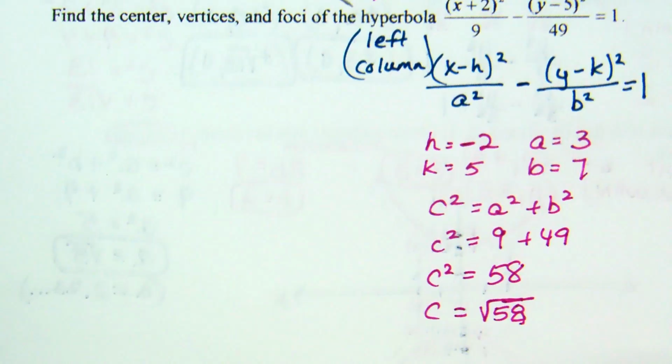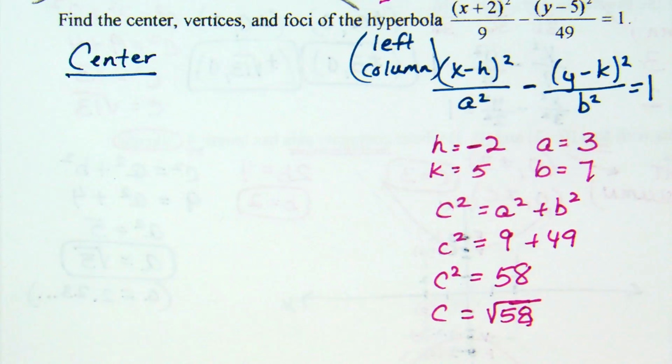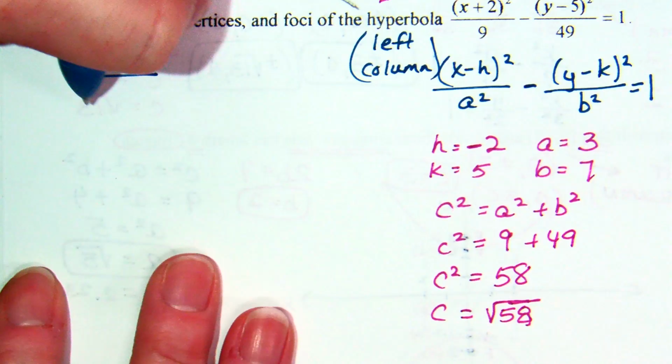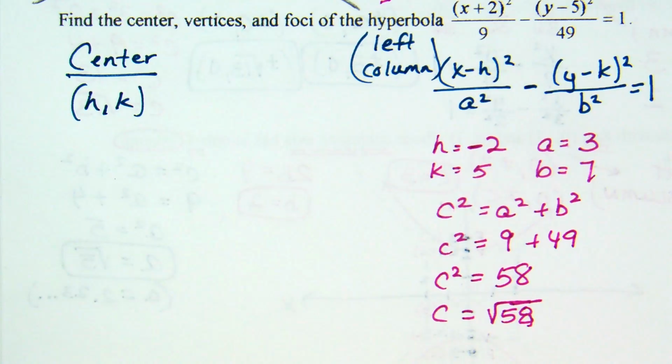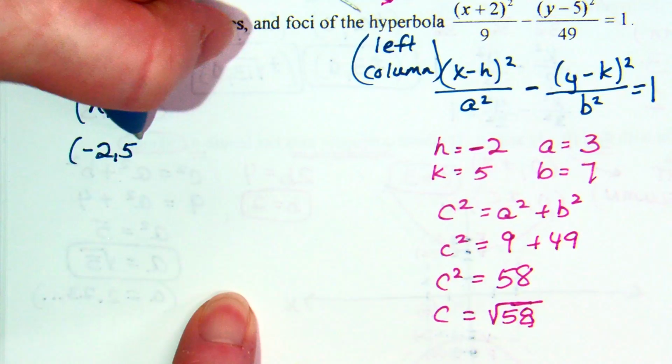Center. What is my center? H, K. It says hyperbolas with center H, K. So what is my ordered pair here? Negative 2, 5.